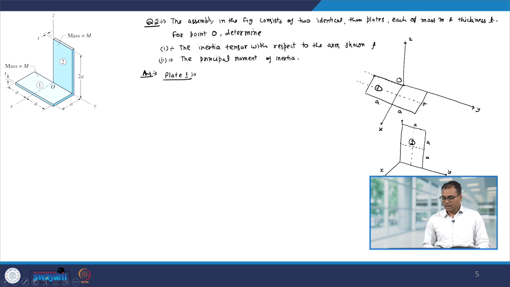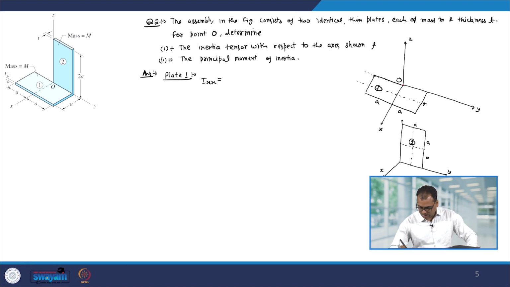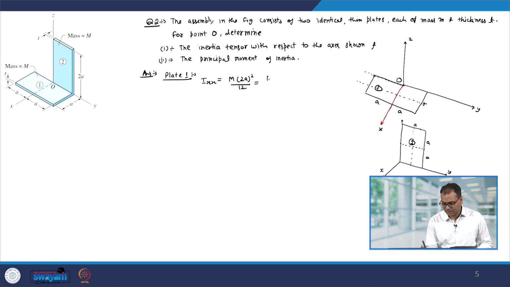It is given that the thickness of the plate is very small. So, I_xx, the moment of inertia of this plate about the x axis. So, the moment of inertia of the plate of length L, we already know is mL² divided by 12. So, here it will be m into the length 2a squared divided by 12, and that is equal to ma² divided by 3.